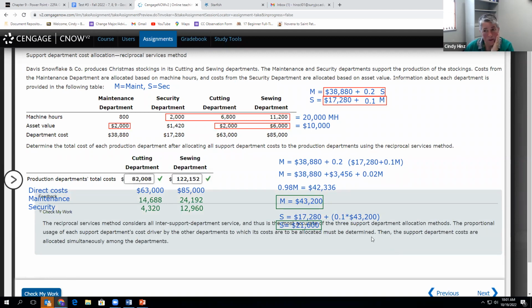So again, I know this one is more complicated. That's why it's not on your exam, but it is a good idea to be familiar with it. It is an important tool in our toolkit as managerial accountants. It is really a better, more realistic way of allocating those support department costs, recognizing that support departments do use other support department services, and that should be reflected in the total cost.